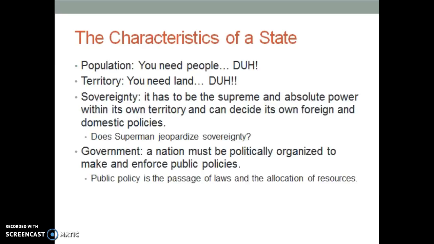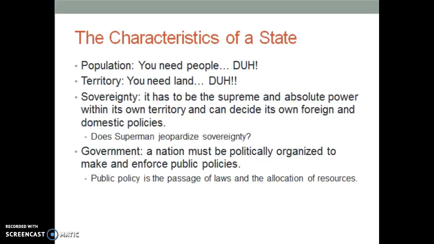So, the characteristics of a state. I don't know that this necessarily comes up on the AP test, but I think it's good stuff to know, and I think it might help with critical thinking if you got to a question that you weren't too sure on. First off, you need population. Duh, if there's no people there, then you're not going to have a government or a state. Second, territory. Again, duh, if you don't have any land, then how can you be a government? How can you have anybody to govern?